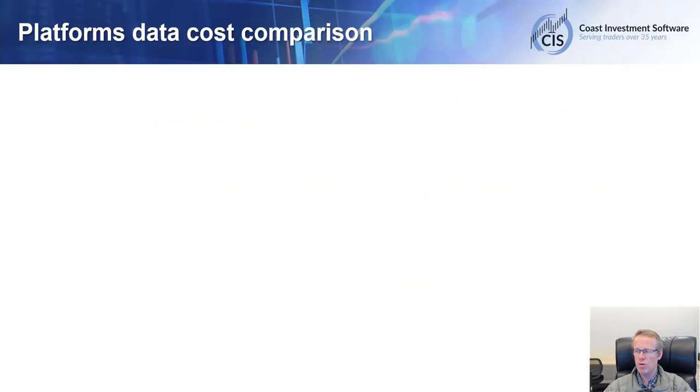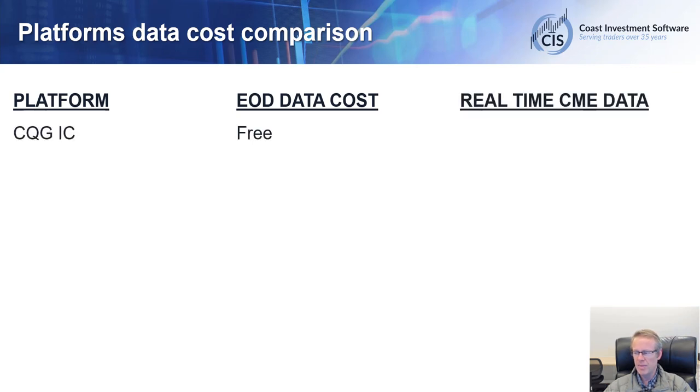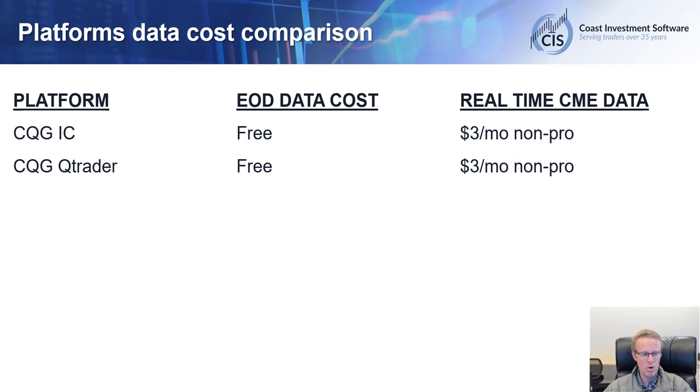Then if we move on to the exchange data and data cost for each of these platforms, their end of day data and the real-time data cost, starting with CQG, the end of day data is free, and the real-time CME, I'm just doing CME. Of course, if you want to do other exchanges, the cost will increase. And CQG QTrader, basically the same cost.